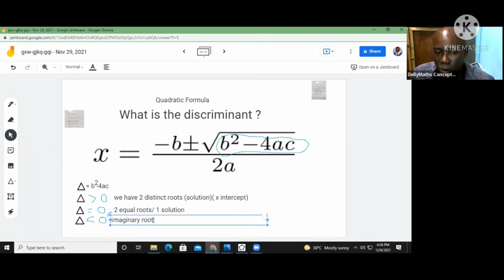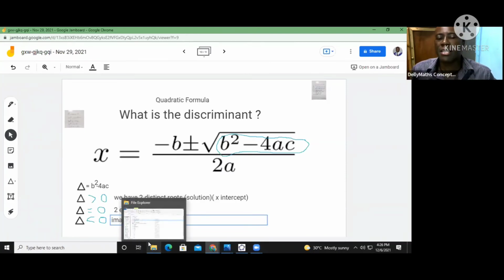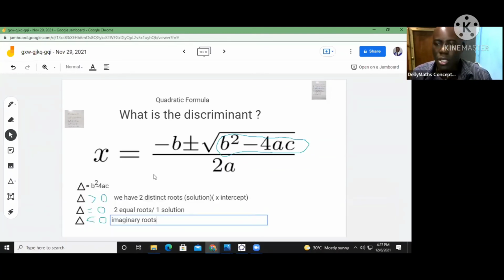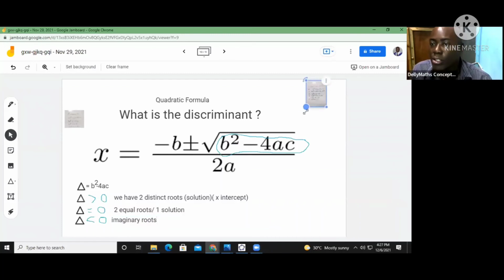I know what imaginary roots mean: your answer can't be found at this level in CXC. But if you do add maths or integrated maths or CAPE maths, there are imaginary numbers. All right, there is what we call imaginary numbers. So that's in the imaginary world. You understand? So we won't be doing those, but I will show you what caused it though. I'm going to show you.